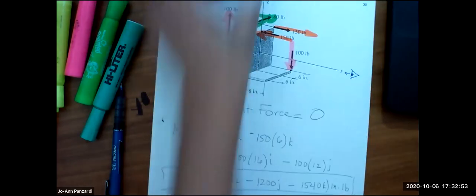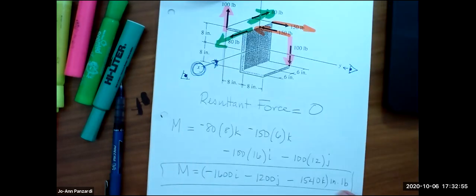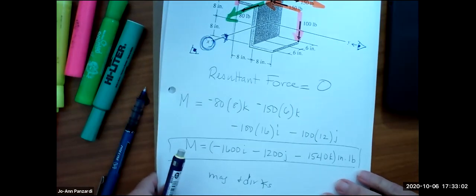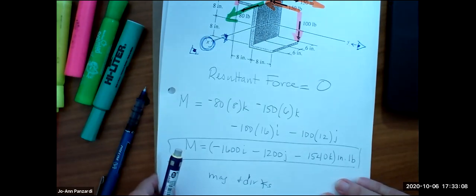Okay, any questions on this? It's hard. You got to see it in 3D. Two of them weren't too hard because they only created a moment in one direction. But that last one, that 100-pound, created two moments. Okay, now we're going to another 3D problem.